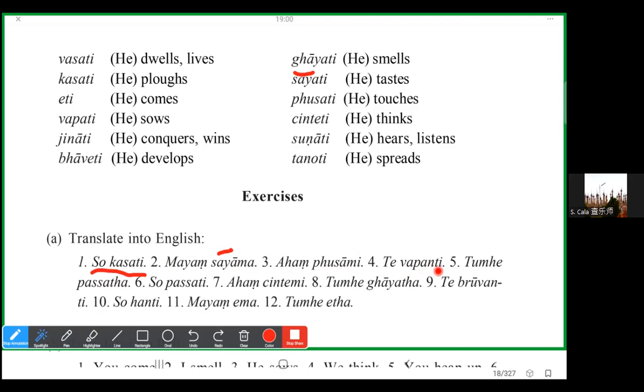Te wapanti. All right. Anybody lift the hand? Just use your Zoom to lift your hand. Because I can only see my screen, I cannot see whoever lifts the hand. So, all right. Or you can use your voice.